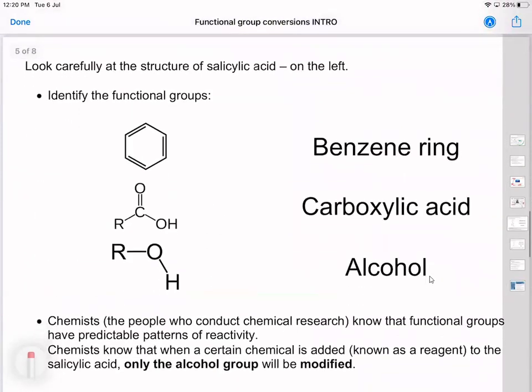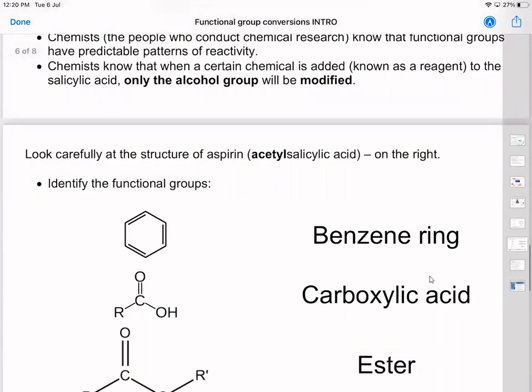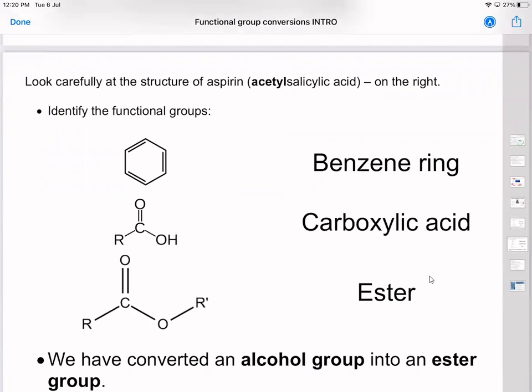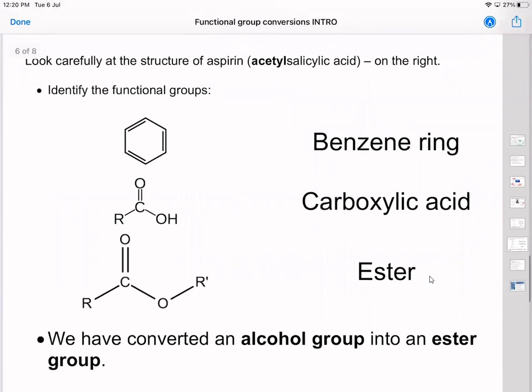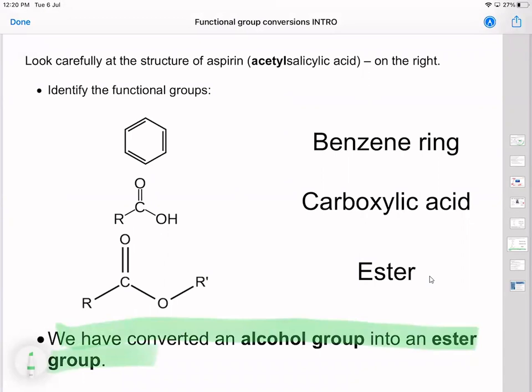Okay, so look carefully at the salicylic acid on the left. The answers are in the notes. You see the benzene ring, you see the carboxylic acid, and you see the alcohol. And then there's a sentence that I just typed out here, and it says that chemists, or the people who conduct chemical research, know the functional groups have predictable patterns of reactivity. Chemists know that when a certain chemical, known as a reagent, is added to the salicylic acid, only the alcohol group will be modified. Cool. And then if you look at the structure of the acetyl salicylic acid, which is the aspirin, you'll see that everything is the same except we've created the ester. So the summary at the bottom here is what Angelica said. The summary is that we have converted an alcohol into an ester.